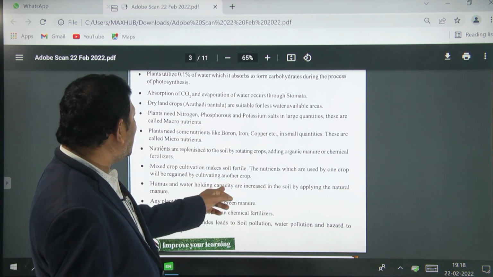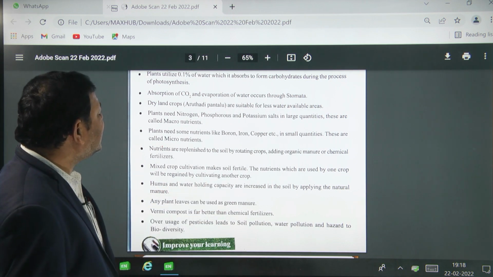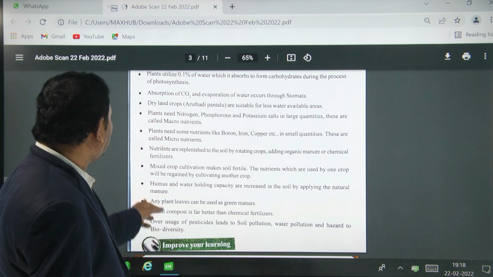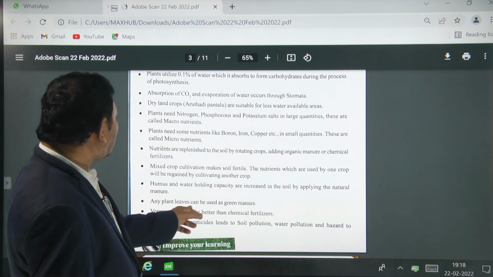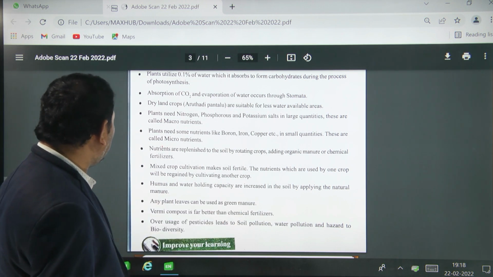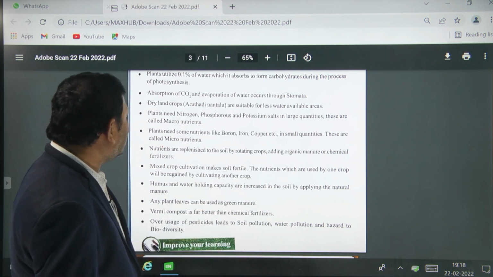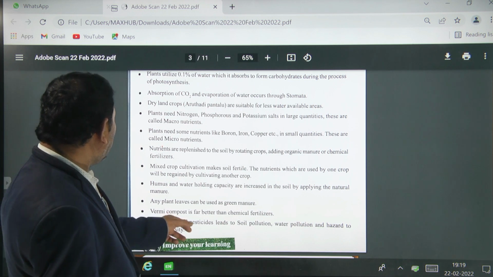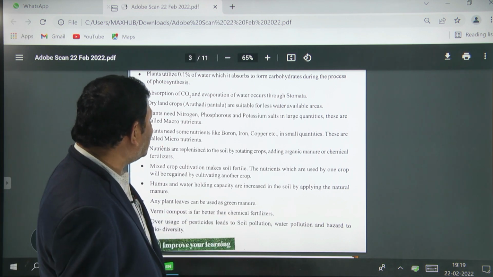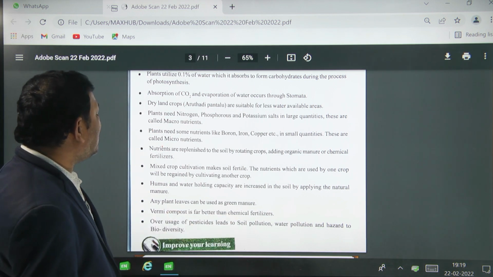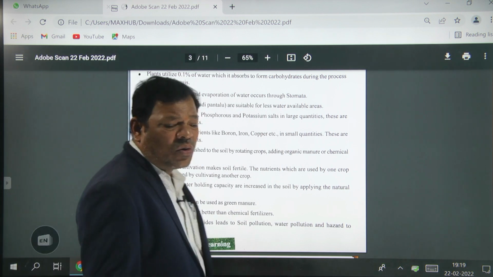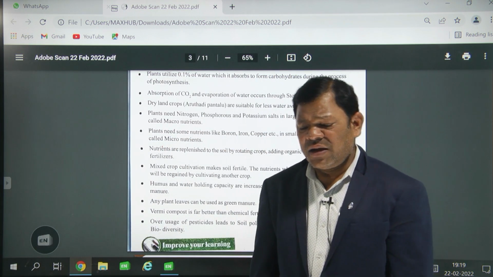Humus and water holding capacity are increased in the soil by applying natural manure. Any plant leaves can be used as green manure. Vermicompost is far better than chemical fertilizer. Overuse of pesticides leads to soil pollution, water pollution and hazard to biodiversity. Yes or no?